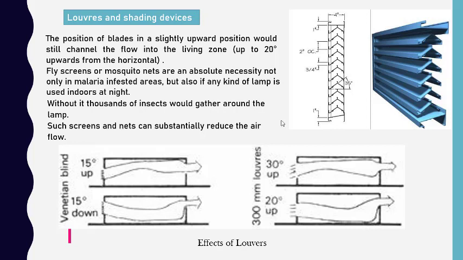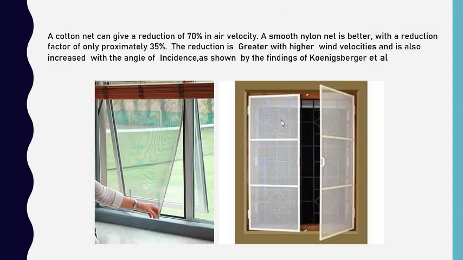Without it, thousands of insects would gather around the lamp. Such screens and nets substantially reduce the airflow. A cotton net can give a reduction of 70% in air velocity. A smooth nylon net is better, with a reduction factor of only approximately 35%. The reduction is greater with higher wind velocity and is also increased with the angle of incidence.